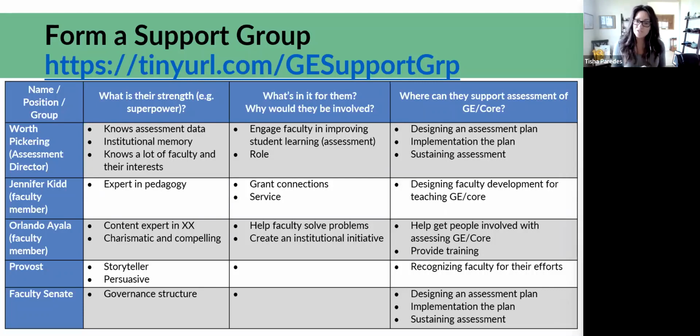What I encourage you to do, though, is not involve them in all 3 or 4 years, or the 2 years of developing student learning outcomes, or the 3 years of trying to get the assessment data together. Involve them at key points. For instance, unless you're your assessment director, of course, your assessment director needs to be involved at all the points. But for instance, Jennifer Kidd, she's a faculty member. She's an expert in pedagogy and teaching and learning.